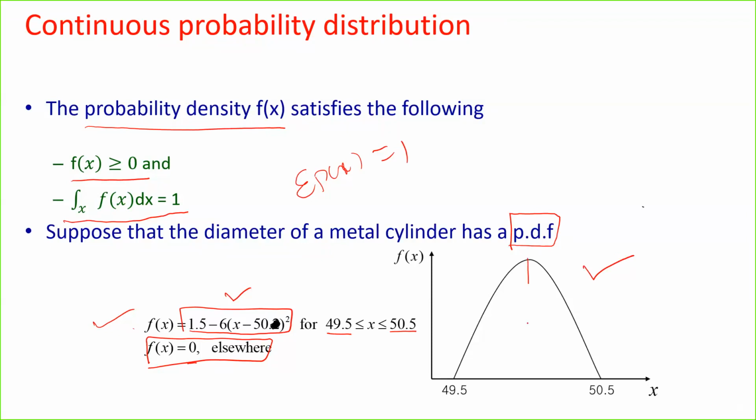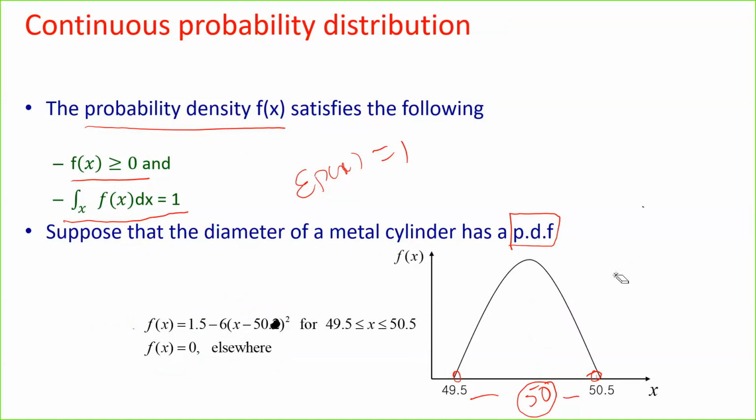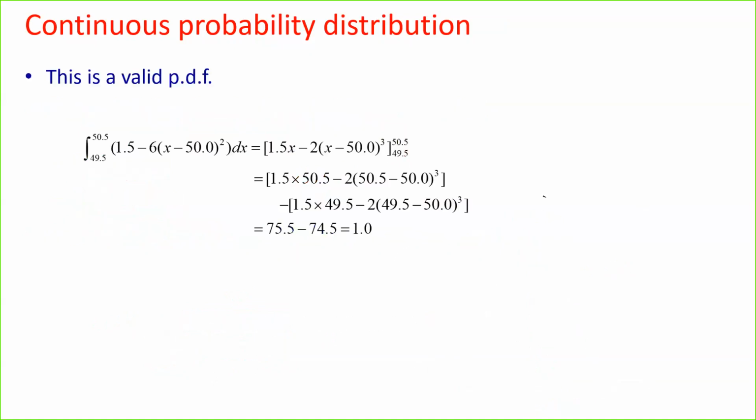Most of the metal cylinders are around 50 diameter. Very few are at 50.5, very few are at 49.5. So the distribution is something like this. Most of them are at 50. As you go to this side or this side, the distribution reduces gradually. I hope you understood the distribution of the metal cylinders, the graphical part. Clear? Yes, sir.